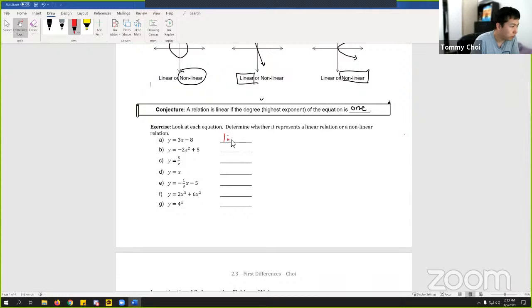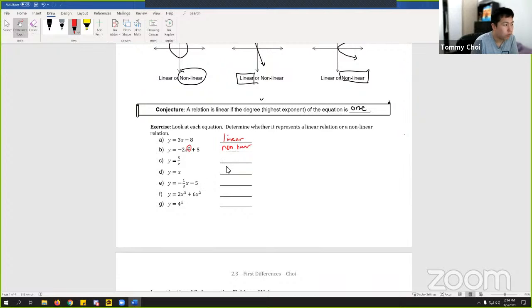Linear. Okay. B, Gerald, linear, nonlinear? B, you said linear. No, this is nonlinear. The way you can tell is because the exponent is 2. The exponent is not 1, it's 2. So this is nonlinear.